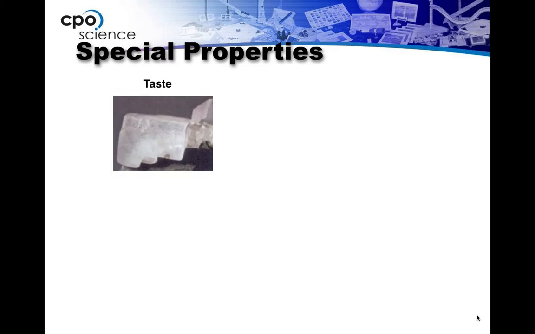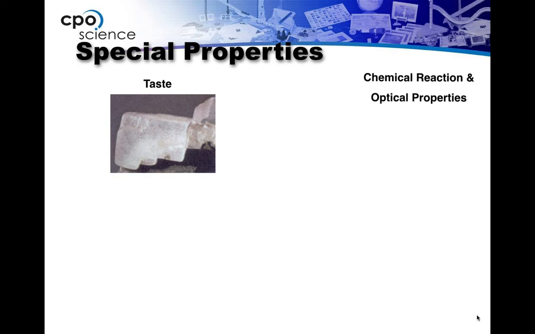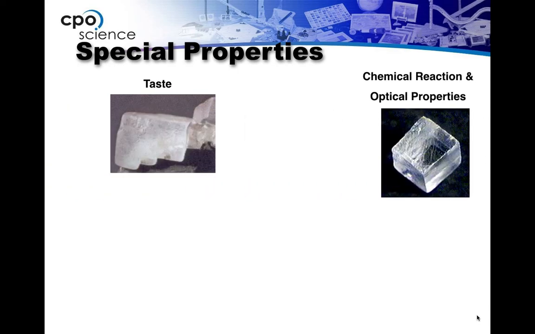Some minerals actually have a special property to them. So for example, we used halite earlier. Halite we put on our food because of the taste of it. So some minerals have a taste property to them. Some minerals will react chemically with things. So for example, if you put hydrochloric acid on certain minerals, they'll start bubbling and fizzing. Some of them will have optical properties. Calcite, for example, when you put calcite over writing, it actually doubles the image.